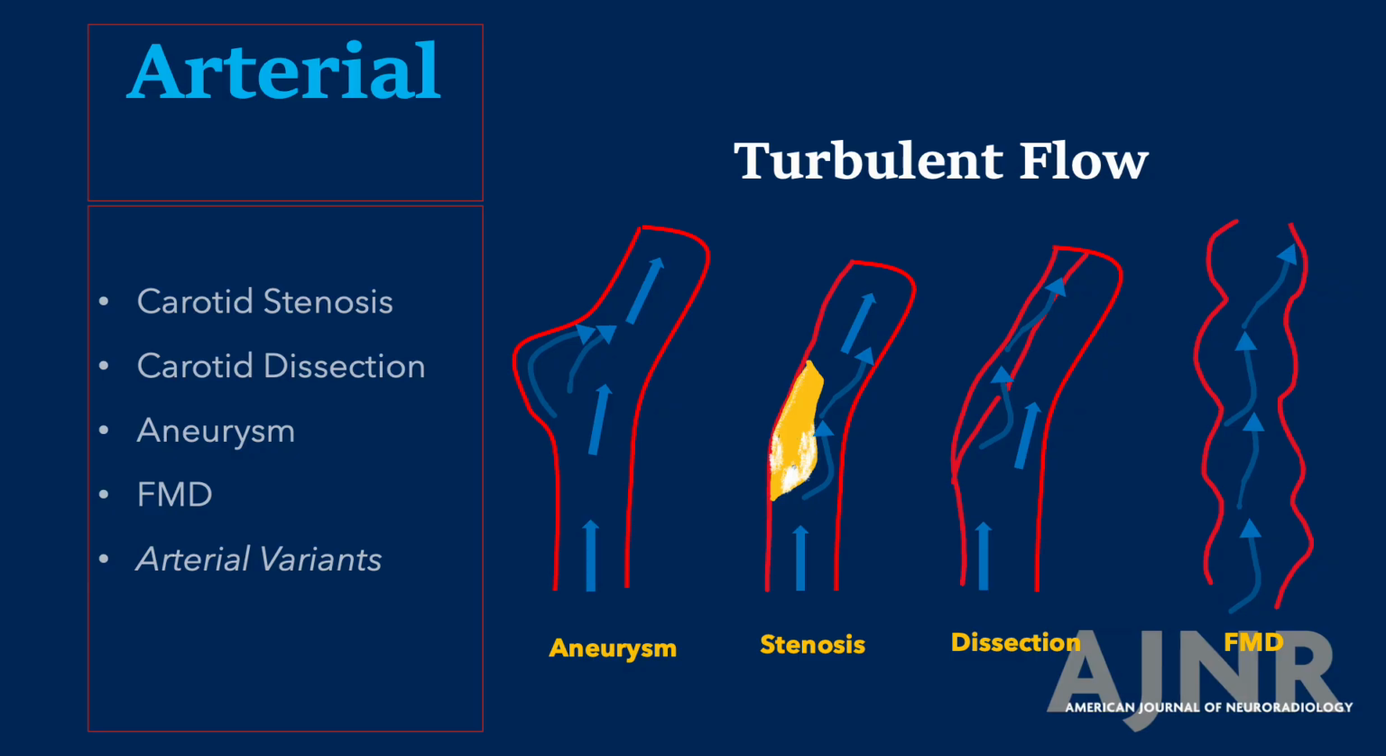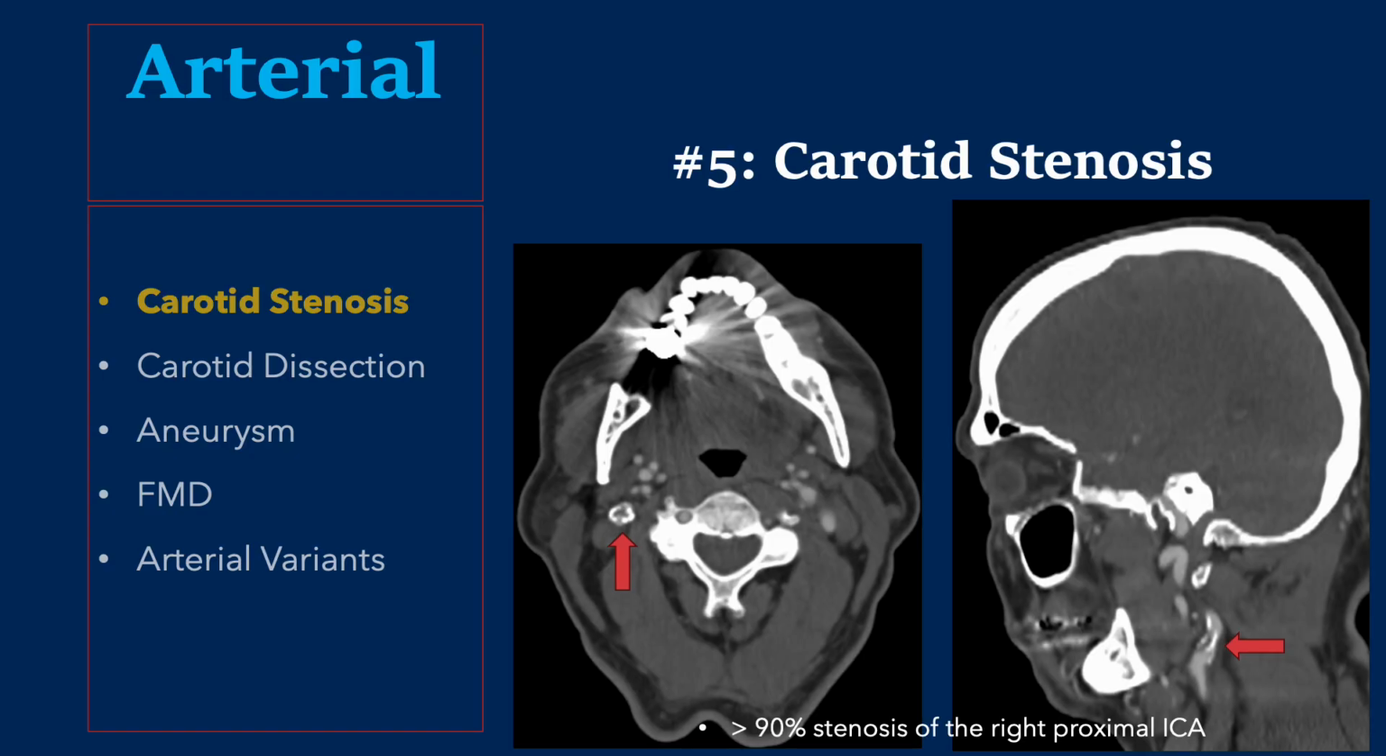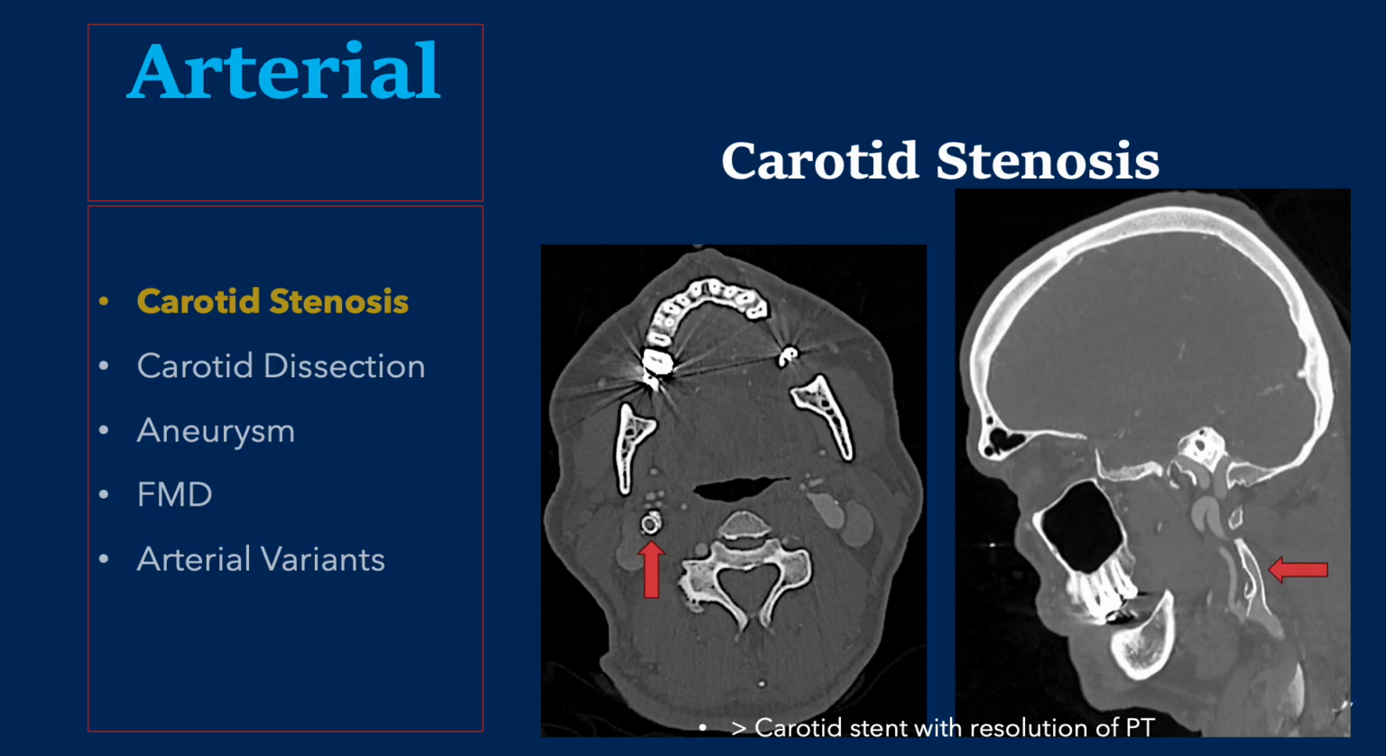Arterial abnormalities include carotid stenosis, carotid dissection, aneurysms, fibromuscular dysplasia, and arterial variants. However, the common mechanism for aneurysm, stenosis, dissection, and FMD is turbulent flow through the arteries. So this patient had over 90% stenosis of the right ICA from both calcified and non-calcified plaque. The patient underwent a right carotid stent with resolution of the symptoms.